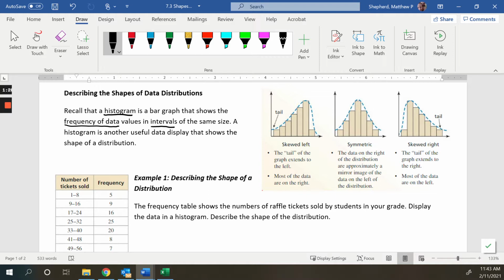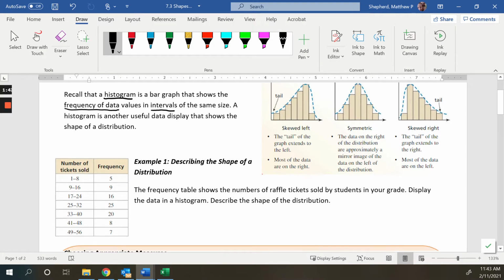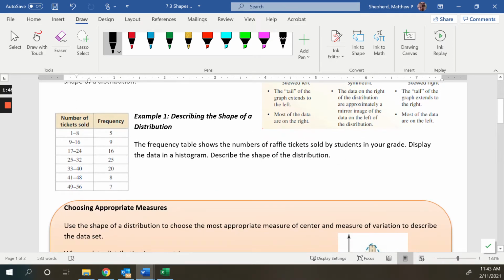Now, a histogram is another great display in order to show spread and distribution. Before, we've learned box and whisker plot, and that's what we've been using before. Today we're going to be focusing in on these histograms. Now, in order to make a histogram, the first thing you want is a frequency table. That's what this is.